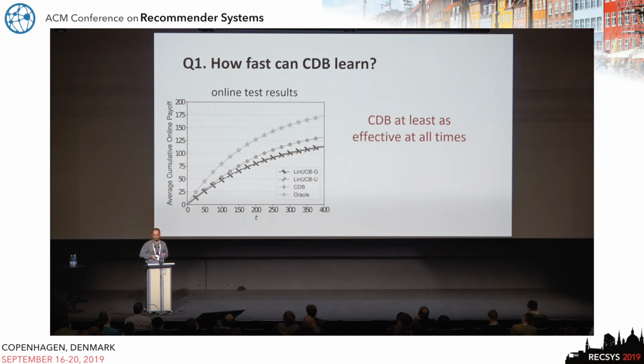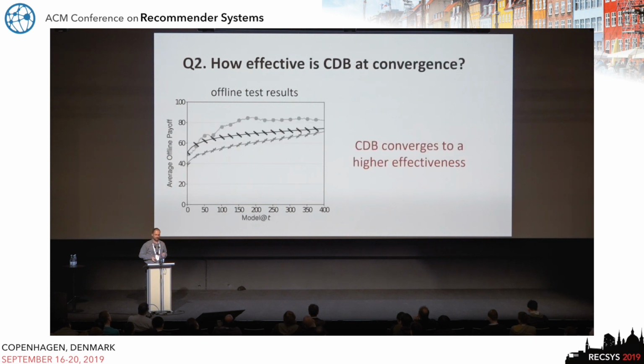Another way of looking at this is that at any given payoff level on the y-axis, we reach that payoff level earlier than the competing models, which is good, so we can produce good results faster. And at convergence, we actually showed with this result here that we converge to a better model than the baselines also.